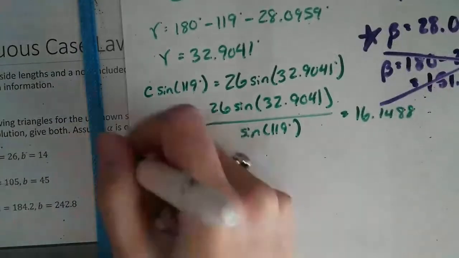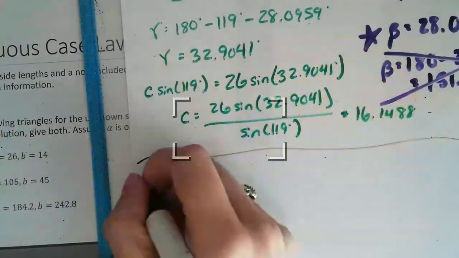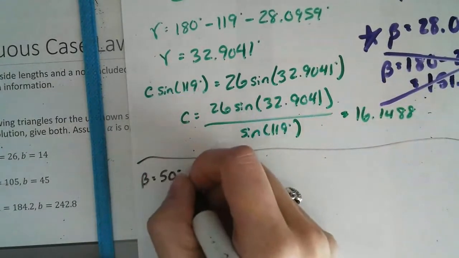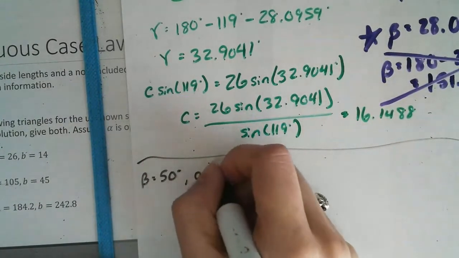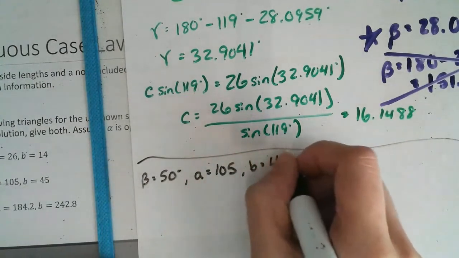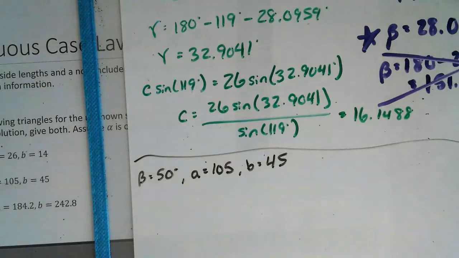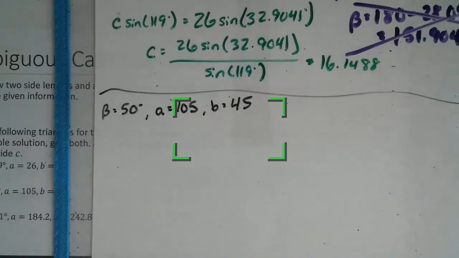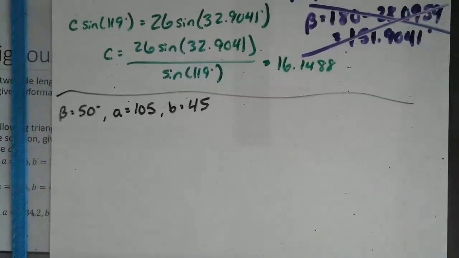So in this next one, we are told angle beta is equal to 50 degrees. Side A is equal to 105, and side B is equal to 45. So as a reminder of something I said before, we can't just use the Pythagorean theorem because that only works with right triangles, and we don't know we have a right triangle, so we have to use this law of sines to help us out.